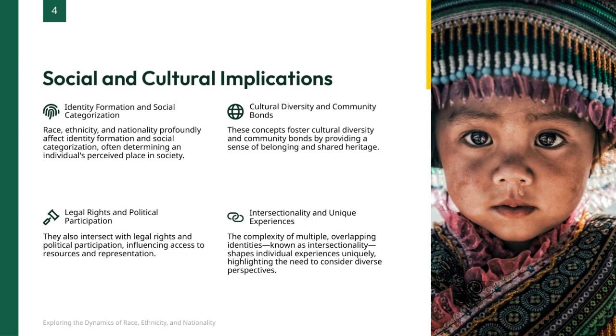Race, ethnicity, and nationality play a major role in shaping how people see themselves and how society perceives them. These factors often influence where someone fits within social structures. At the same time, they contribute to rich cultural diversity and the creation of strong community bonds. Shared heritage gives people a sense of belonging and connection, which is essential for building supportive communities. Moreover, these identities are closely tied to legal rights and political participation. They affect who has access to important resources and who gets represented in political processes, impacting social equity and inclusion.